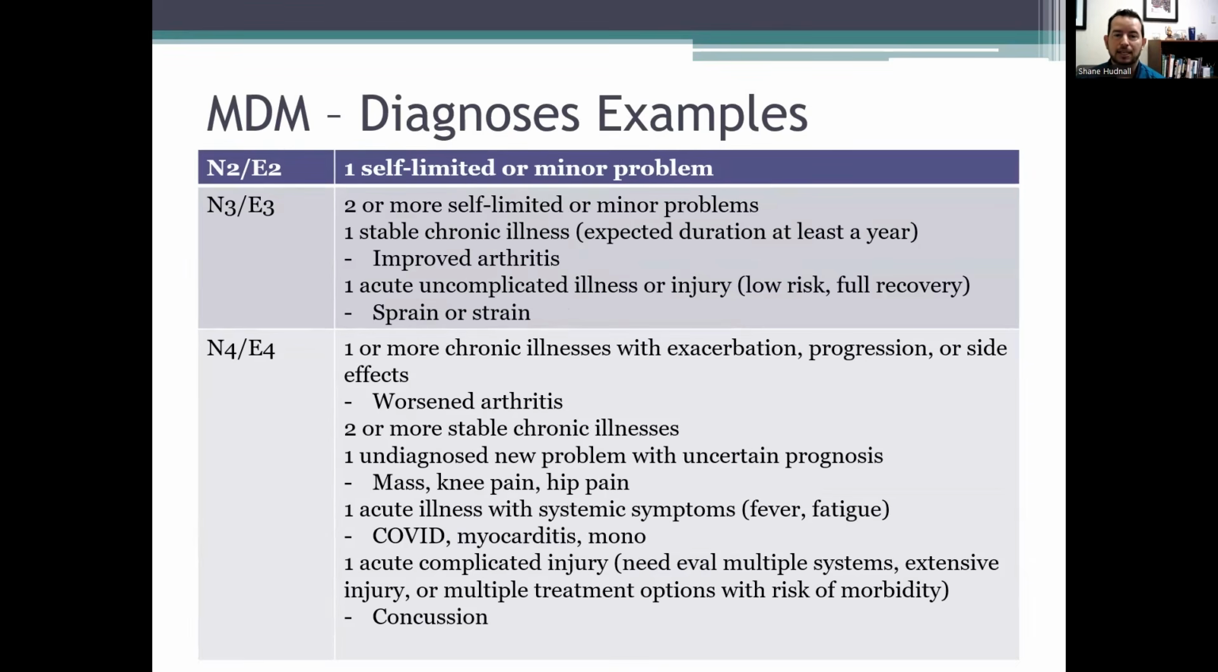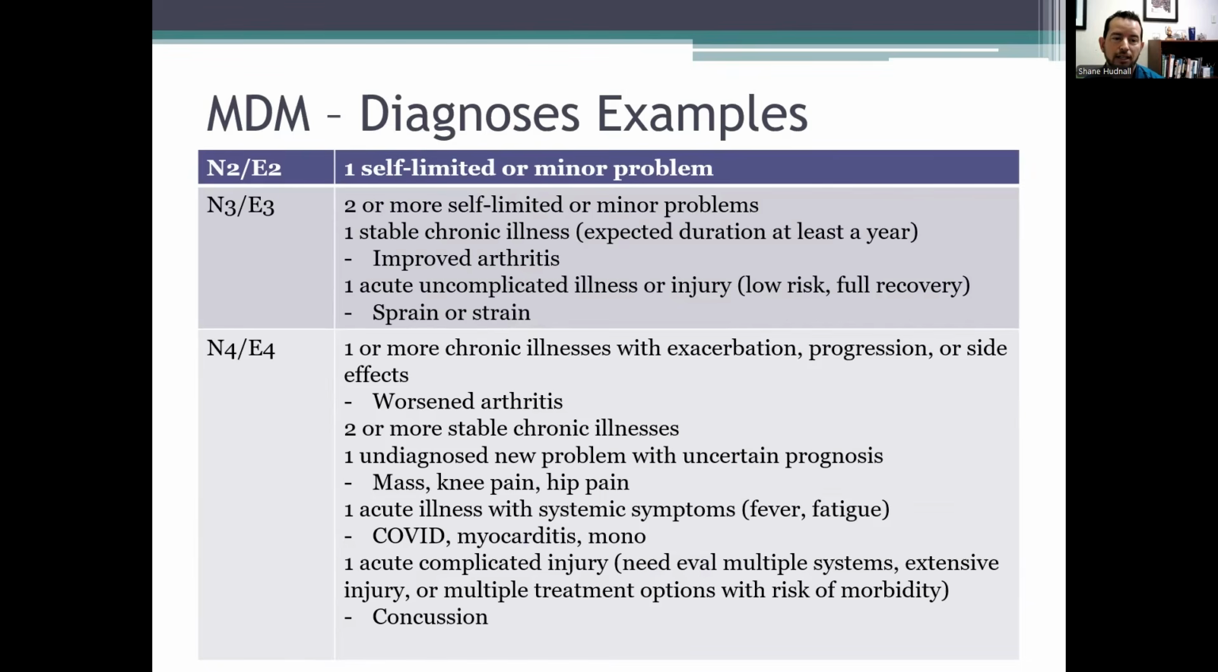So a level 2 would be a self-limited or a minor problem. A level 3 would be 2 or more of those self-limited or minor problems that you don't have to do much for. It also includes, at level 3, one stable chronic illness. Now, a chronic illness is defined as one that is expected to last at least a year or until the death of the patient. So someone that comes in with arthritis that is improved would be a good example of a stable chronic illness in sports medicine.